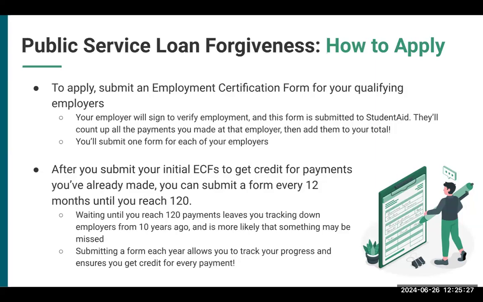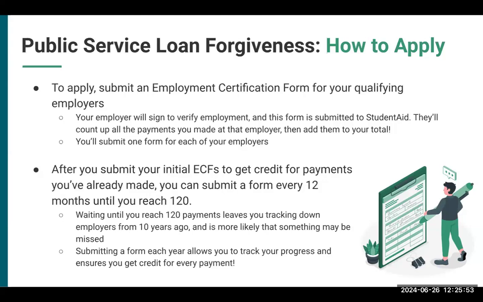When you turn in this form, they will go through and look at every payment you made while working at that employer. For every payment that meets all the requirements, it will be added towards your total and counted towards the 120. They only look at payments that overlap with employers you've turned in forms for. So if you have worked for multiple employers, you'll need to turn in a form for each one of them to get credit for every payment.